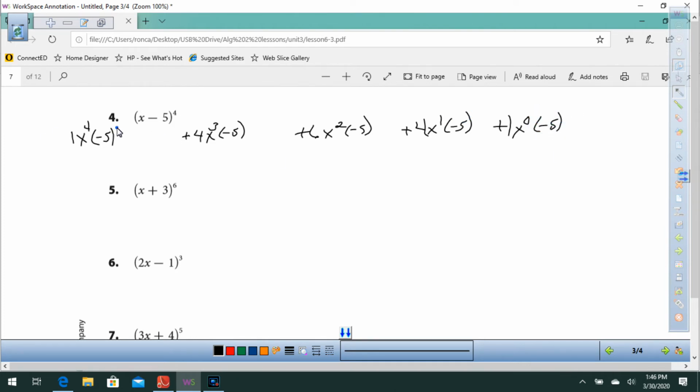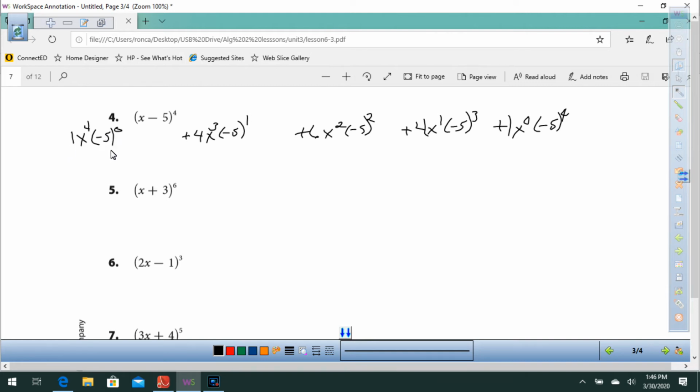Since we got 4 here, we got 0 here, we got 1, 2, 3, and 4. Let's check them. 4 plus 0 is 4, 3 plus 1 is 4, 2 plus 2 is 4, 1 plus 3 is 4, and 0 plus 4. Now let's just do the arithmetic.